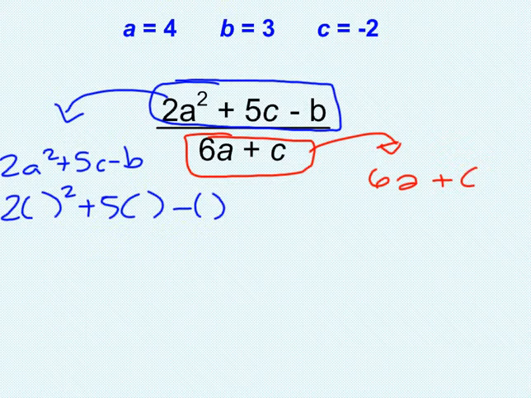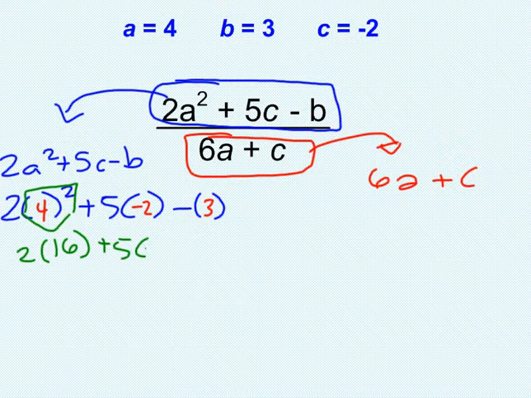Then my next step is to substitute, just like we've been doing. Don't forget the square goes outside your parentheses. A is 4, C is negative 2, and B is 3. Again, make sure you remember here, exponents come before multiplication. So before I multiply with the 2, I need to do 4 squared. How much is 4 squared? Remember that means 4 times 4, which is 16.